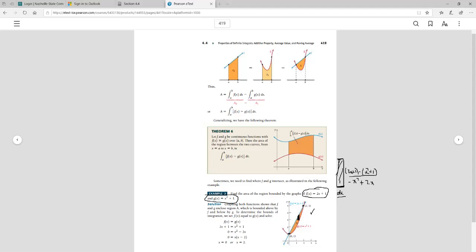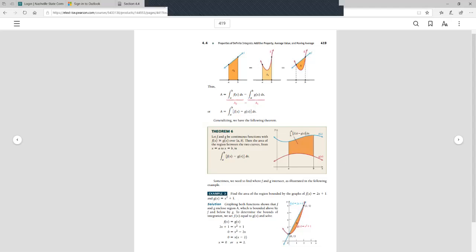And of course, I have a 1 here minus this 1 here, which leaves me negative x squared plus 2x. And as you can see, that's what they will end up integrating. Let me turn the page here.